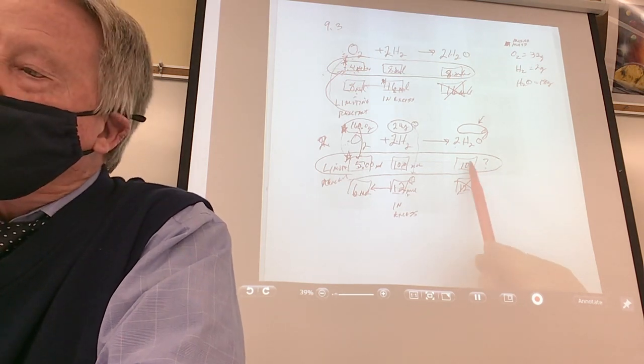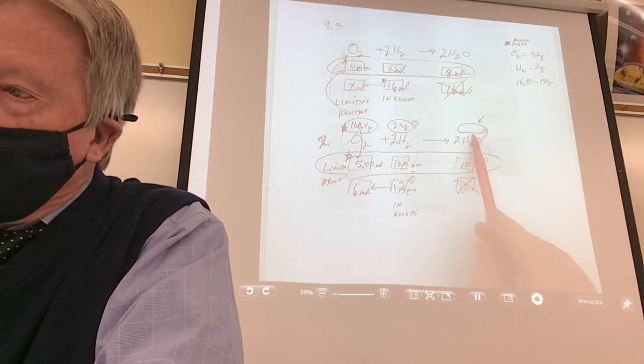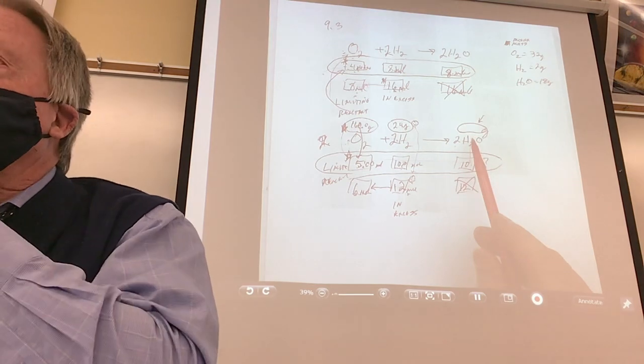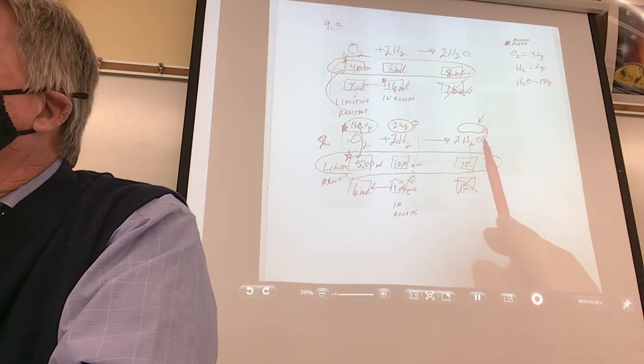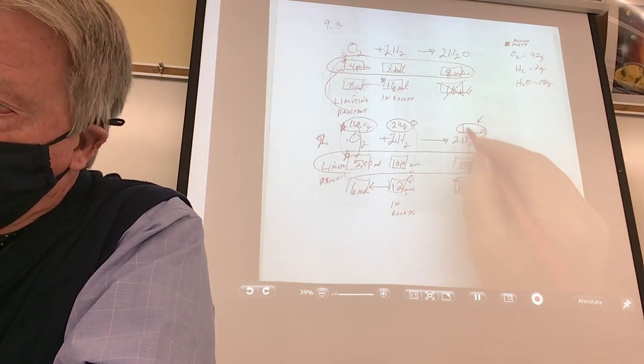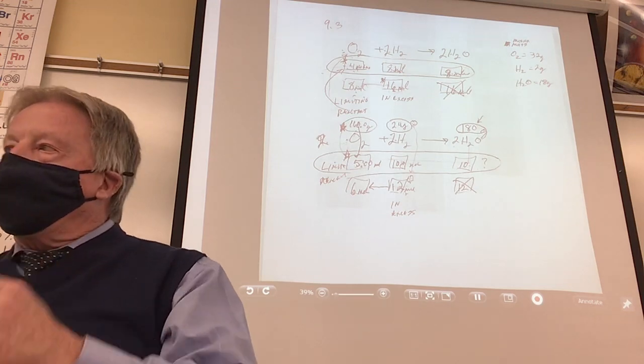Ready? When you want to come up out of the mole world, what do you do? What's the shortcut? Multiply by the molar mass. Molar mass of water is 18. What's 10 times 18? 180. Wow, that wasn't too bad.